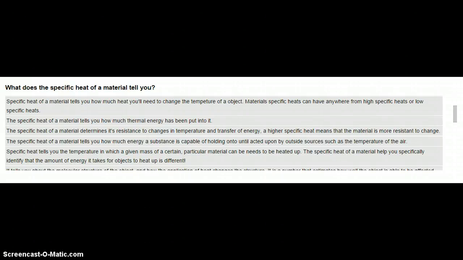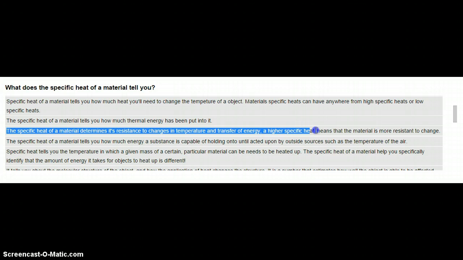Okay, here's a sample of some of the questions from the thermodynamics essential questions activity that I had my students do. This first question here says, what does specific heat of a material tell you? And here's a reasonable answer here. The specific heat of a material determines its resistance to changes in temperature and transfer of energy. A higher specific heat means that the material is more resistant to change.